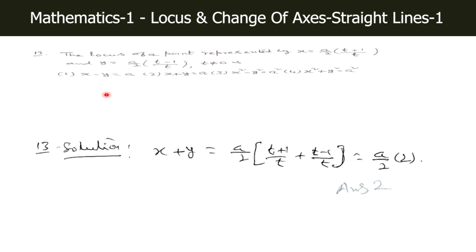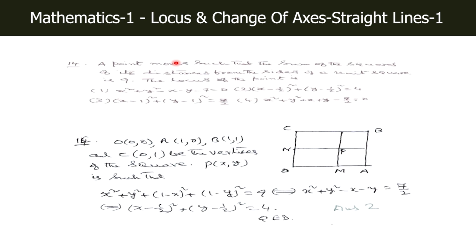Question 13. The locus of a point represented by x is equal to a by 2 into (t plus 1 by t) and y is equal to a by 2 into (t minus 1 by t), where t is not equal to 0, is: 1) x minus y is equal to a, 2) x plus y is equal to a, 3) x square minus y square is equal to a square, 4) x square plus y square is equal to a square. And you can see by adding x and y, you will get a by 2 into (t plus 1 by t plus t minus 1 by t), which is a. So, therefore, the answer is 2. x plus y is equal to a, which is number 2.